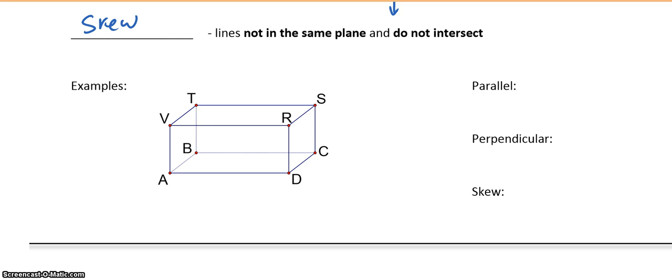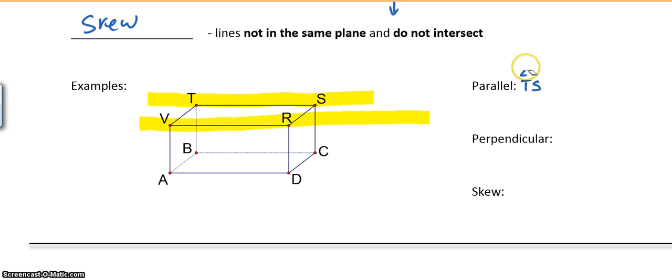So the first one we're going to talk about is parallel. Now remember, parallel lines are lines in the same plane that do not intersect. So in order to be on the same plane, we need to look at lines such as VR and pretend that they go on forever. And lines TS. Okay, they're in the same plane, that top of the figure there, and they would never cross. So line TS, and that's actually a line segment, so we have to be careful with our notation. TS is parallel to line segment VR.